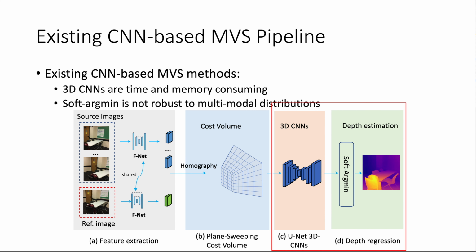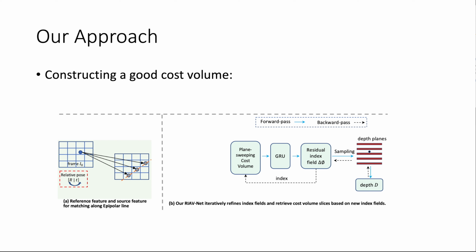Third, the cost volume is further processed by a UNet-style 3D convolutional encoder-decoder, and a depth map of the reference frame is predicted by soft argmax. The 3D CNNs are memory-consuming, and the soft argmax regressor is not robust to multi-modal distributions. Considering those concerns, we propose our method with the following improvements.